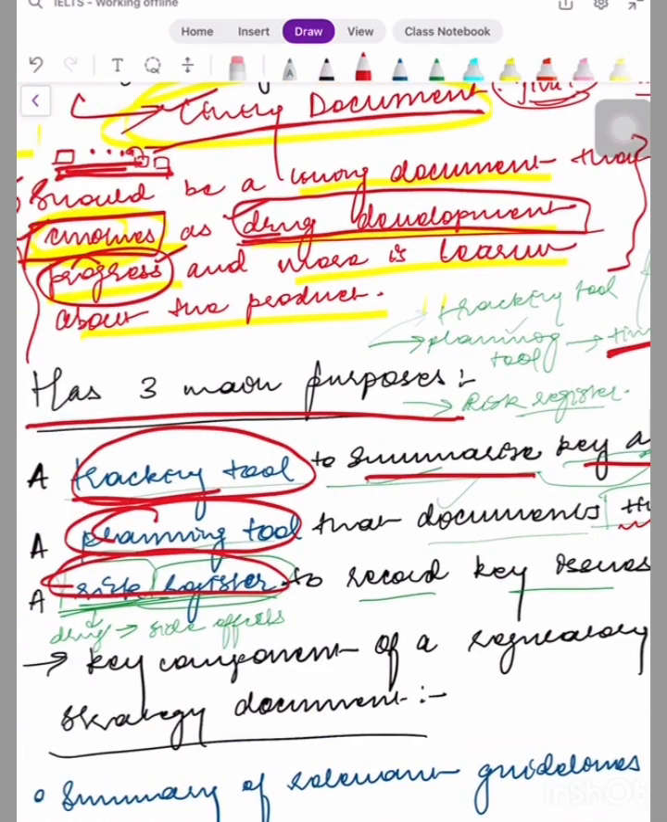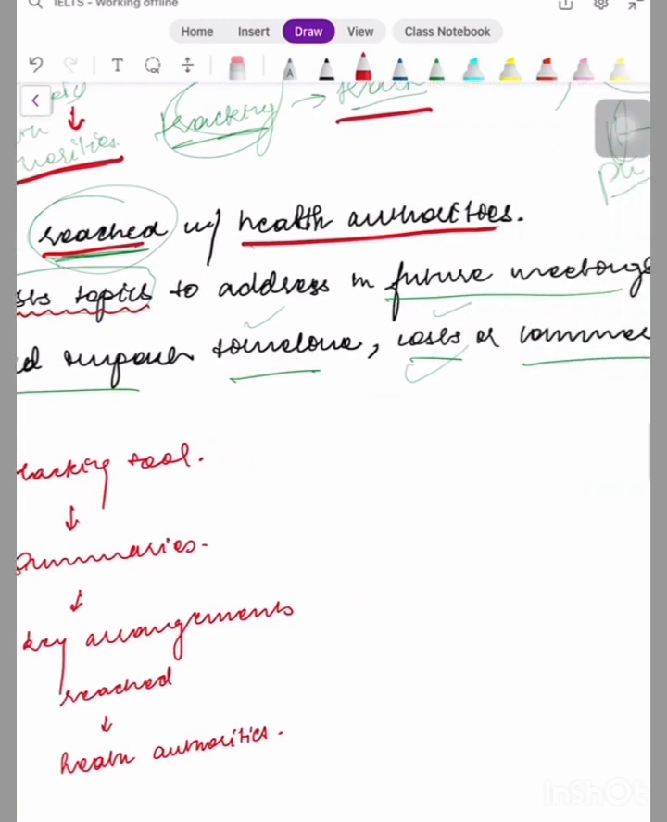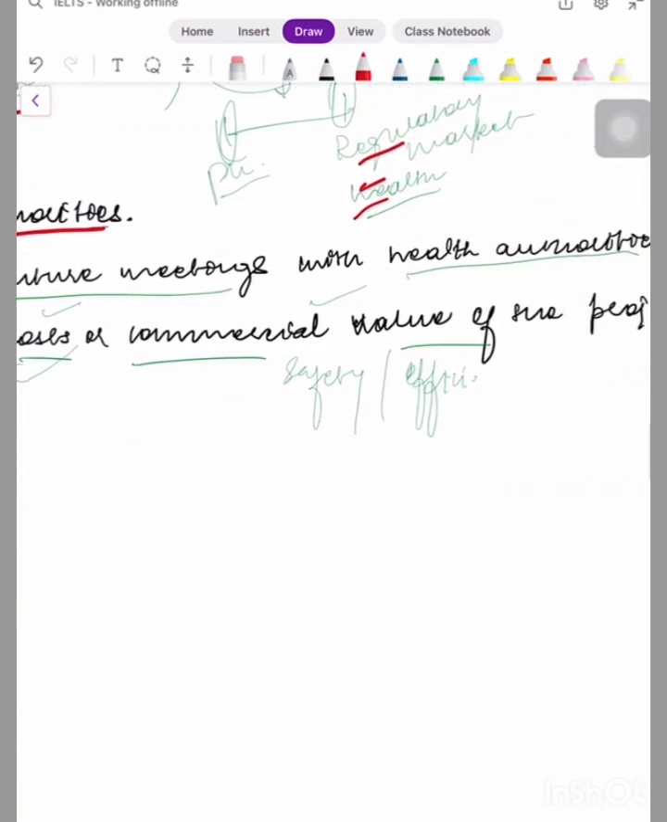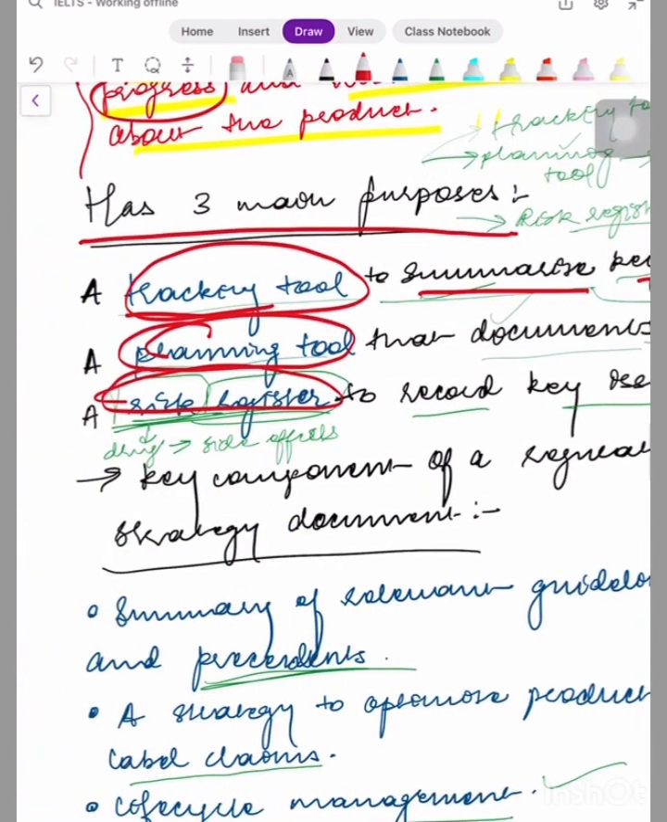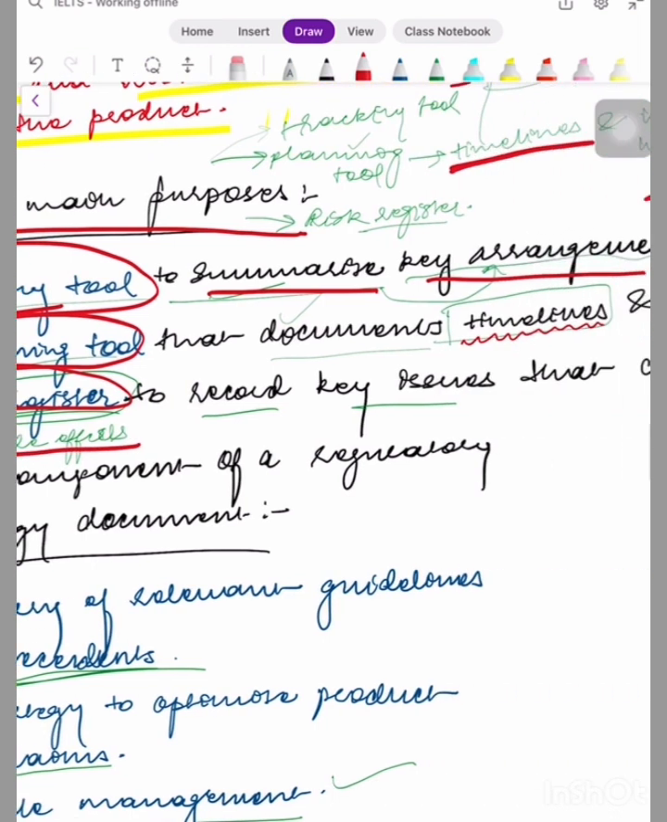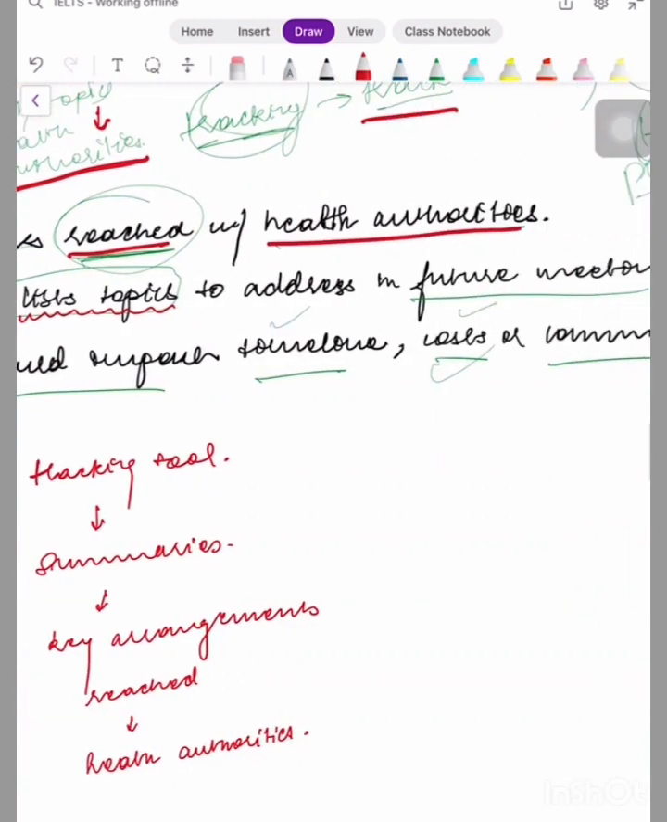Then lastly, it is the risk register. The risk register is mentioned there to record key issues that could impact timeline, cost and commercial value of the project. So the risk register, as the word says, would be a risk of what? Risk related to the drug, that could be side effects. That is the first thing that comes to your mind. But it also records key issues that could impact timeline.